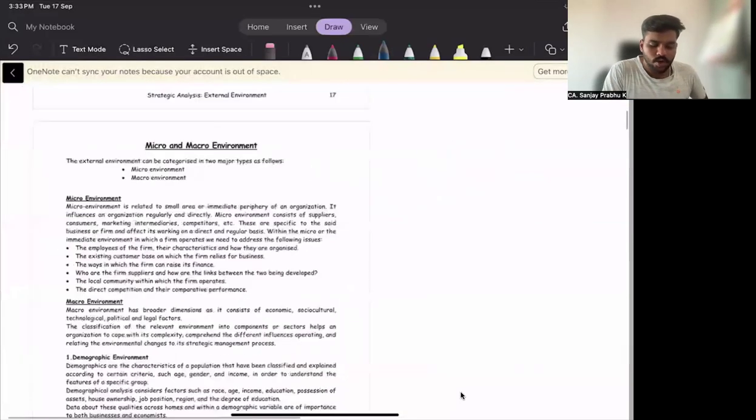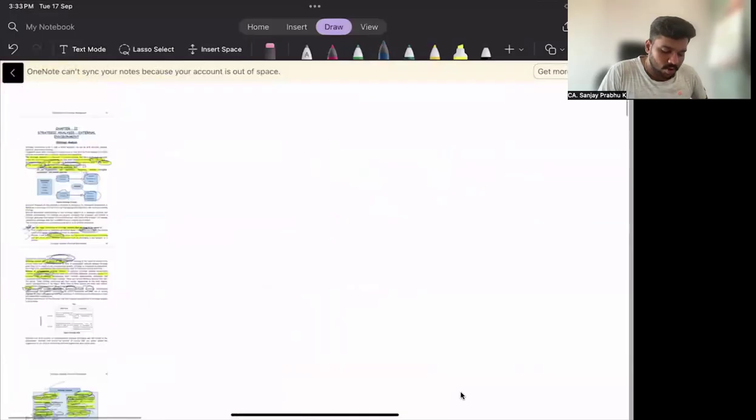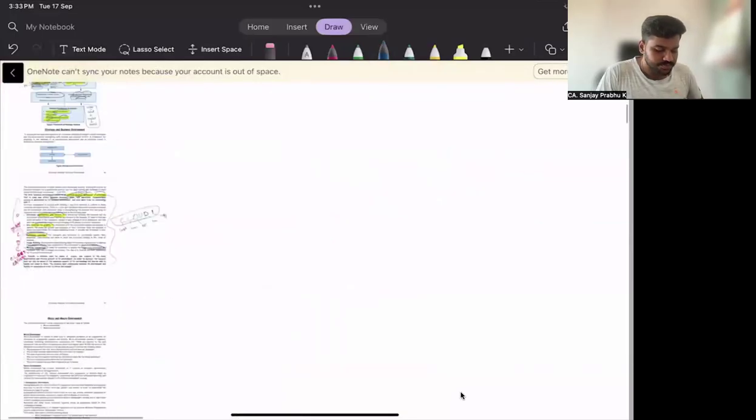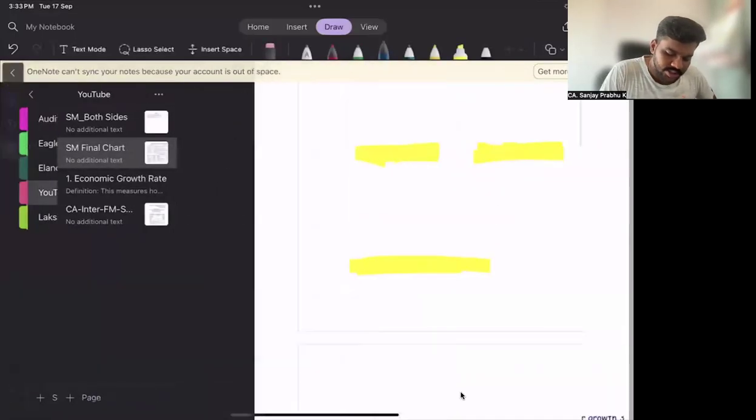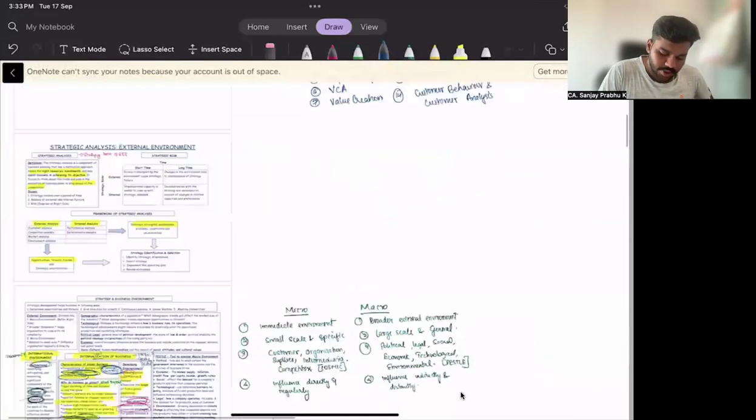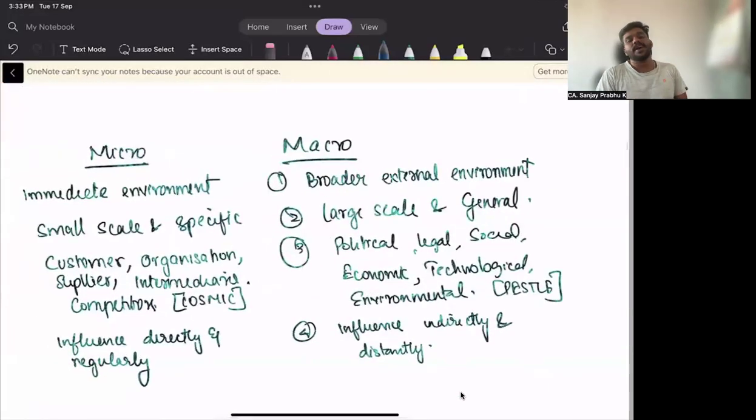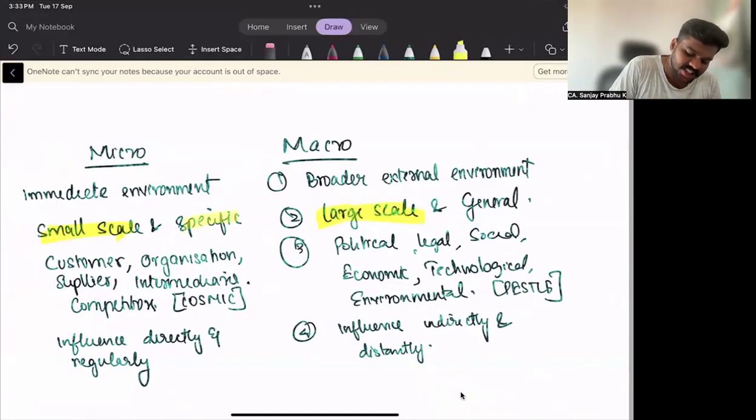Okay, then comes micro versus macro. What is micro and what is macro? Let's understand. See, micro versus macro. Micro means small, macro means big. Micro means immediate environment, macro means broader environment. Micro means small scale, macro is large scale, micro is specific, macro is general. I hope you all know all these points.